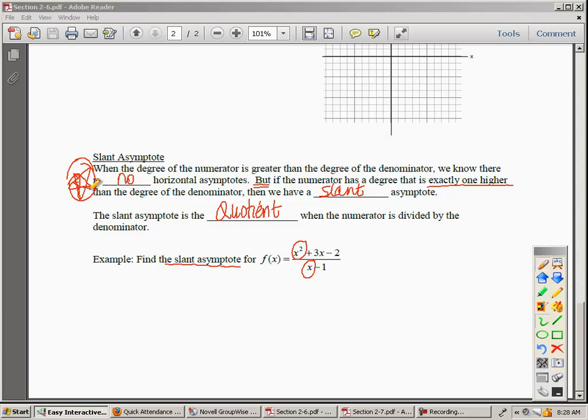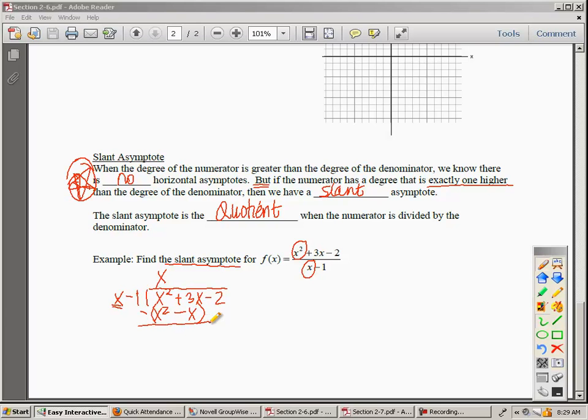Okay, so here's what we're going to do. We're going to divide. And I'm going to take x minus 1, and I'm going to divide that into x squared plus 3x minus 2. And I know you're all thinking, yay, long division. Yes, it came back. It's why we spend so much time going through it. So x times what is x squared? We need 1 more x. x times x is x squared. x times -1 is a negative x.